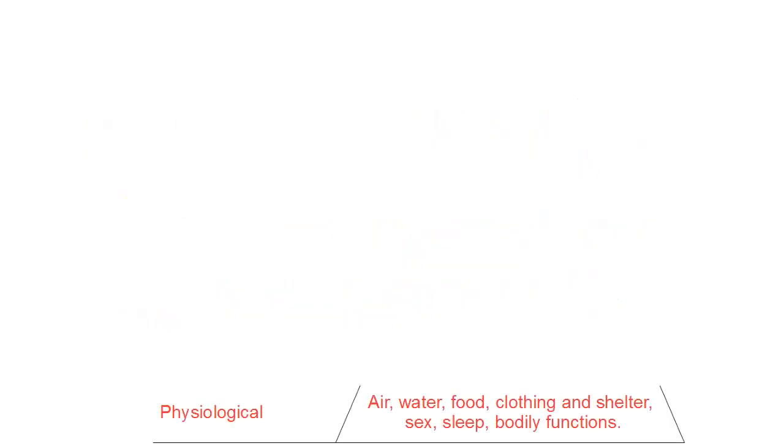Now, you have a pyramid, and at the bottom, the basis of it, you have your physiological needs. These are the things that everybody needs basically to live. If you don't have these, you'll probably die. Things like air, water, food, clothing and shelter, sex, sleep, bodily functions, etc. Now, with the exception of sex, you need all of these to stay alive.